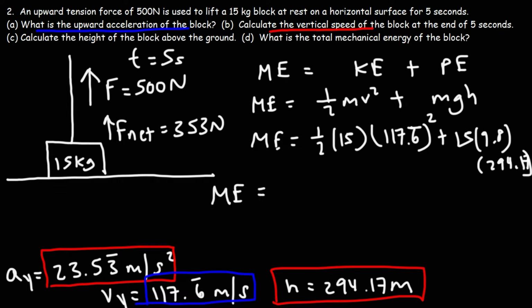So first, let's calculate the kinetic energy. 0.5 times 15 times 117.6 repeating. Don't forget to square it. This is going to be 103,840 joules, well, 40.8 joules. Now for the potential energy, it's going to be 15 times 9.8 times 294.17. So this is 43,242.99, but I'm going to round it to 43.